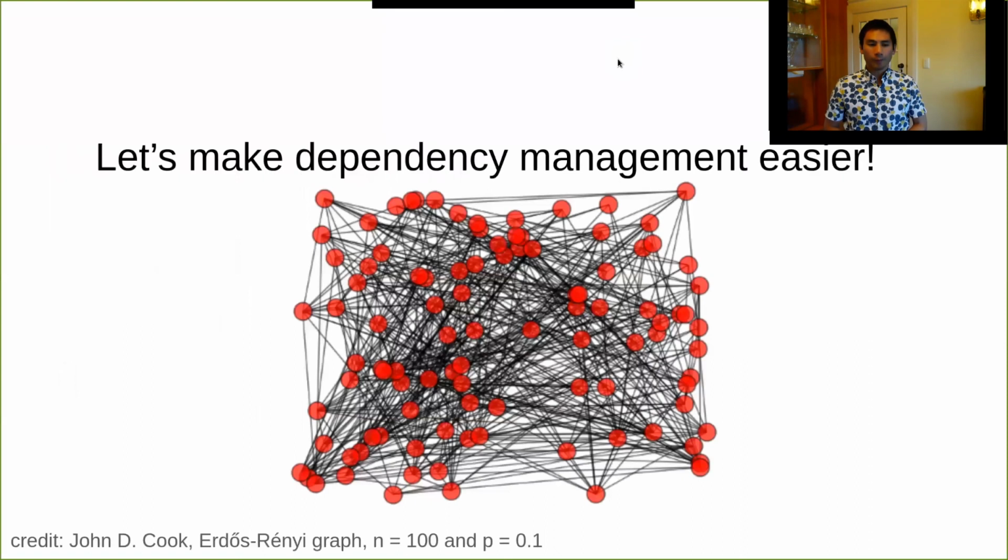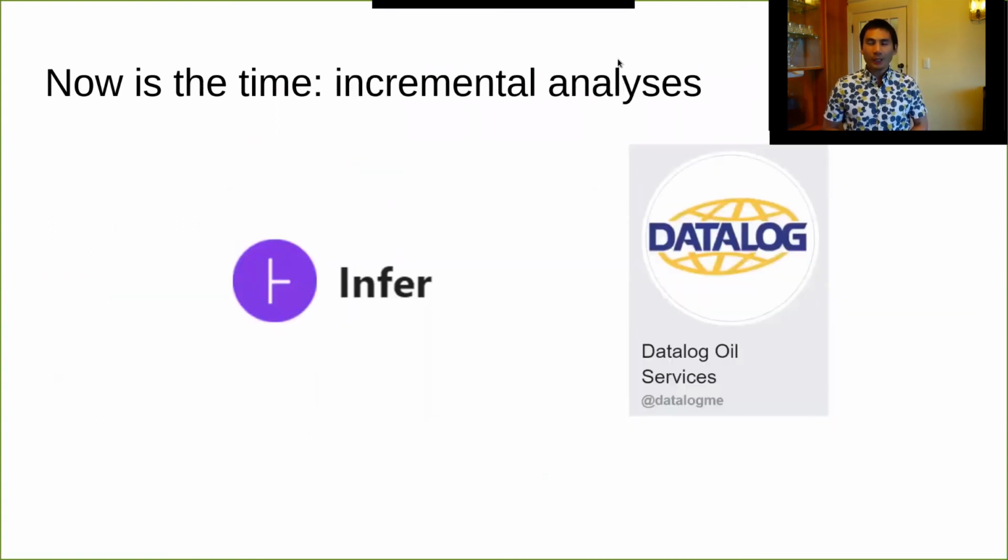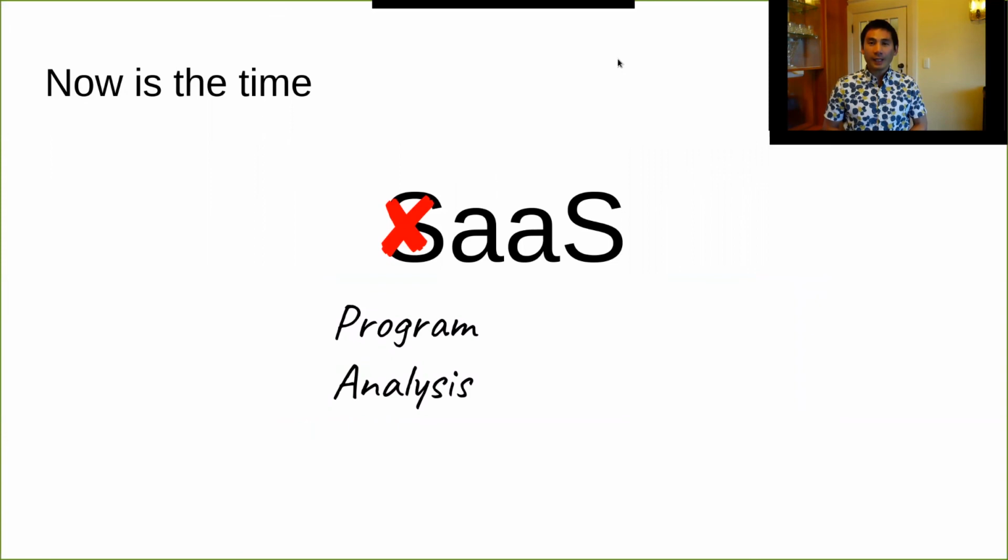So now to conclude, our goal is to make dependency management easier. And we think that this is a particularly good time for doing so. There is a lot of continuous integration infrastructure available, and there's a lot of software projects which use this infrastructure. So it's easy to plug in tools into this infrastructure. There's also incremental analyses and other advances in program analysis tools that make it much more feasible to analyze large code bases than it was in the past. There are already existing program analysis as a service tools which look at changes that are committed to repositories and analyze them for properties of interest.